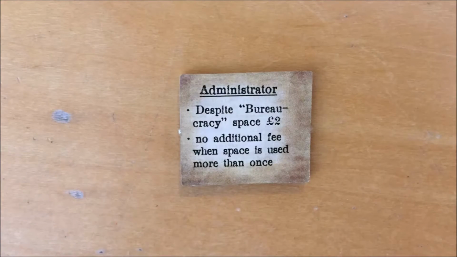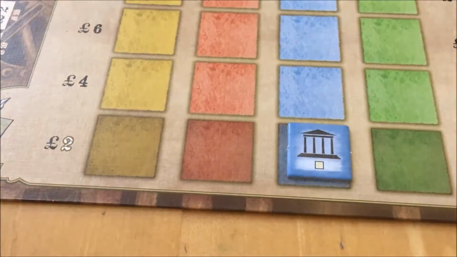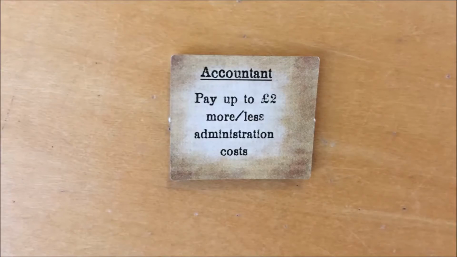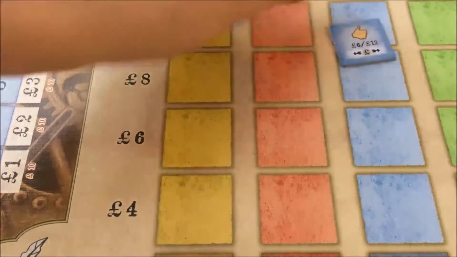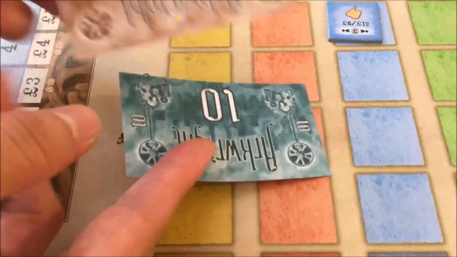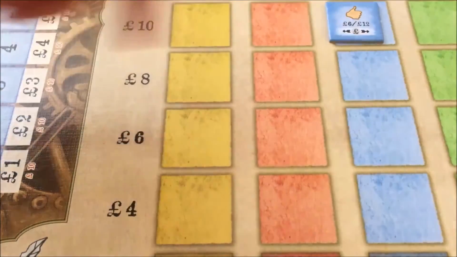If you have the administrator, you can use the £2 row of the administration chart even after the bureaucracy event is out. Also, when you reuse an action, you do not pay the additional £2 fee. With the accountant, you can raise or lower the administrative costs by up to £2 when you place your action markers. The actual amount you pay with the £2 modifier counts towards the effectiveness of the actions for distribution, quality, and so on. The extra fees for reusing an action still don't count towards the action.